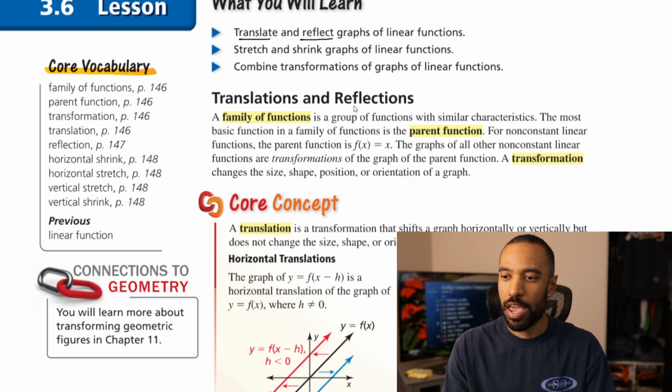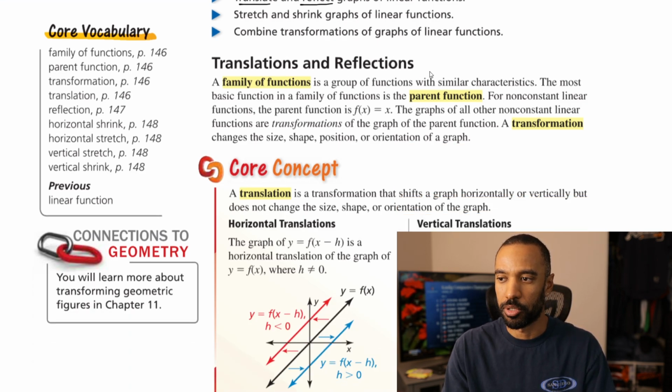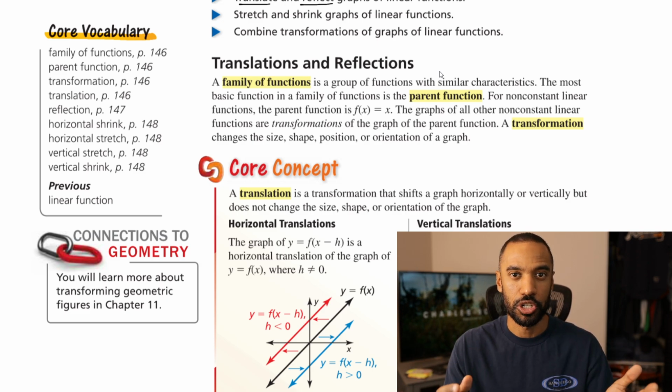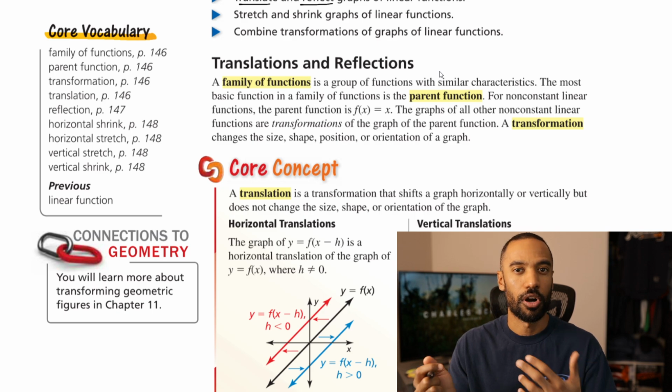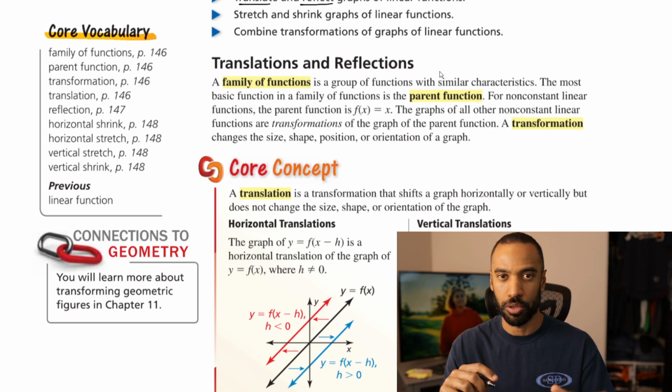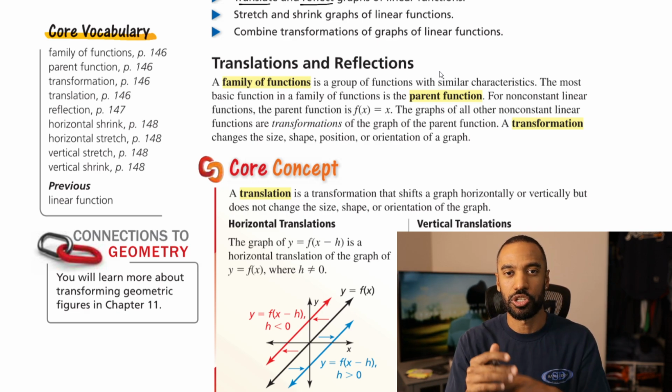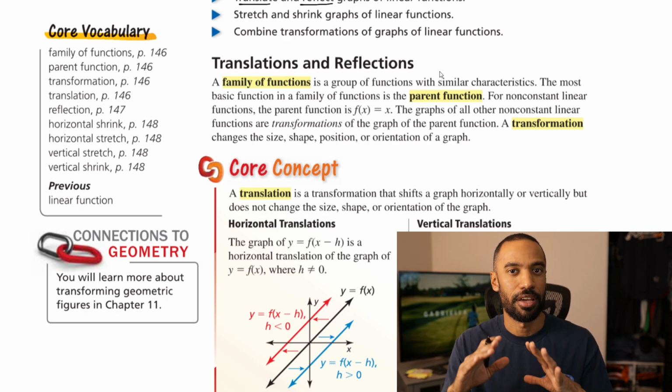Okay, guys, a family of functions is a group of functions with similar characteristics. You've heard the word linear before. Any such linear functions are all within the same family. You've heard me say the word quadratic. I don't know if you know those are the U-shaped graphs. Those are quadratic functions. Absolute value functions have that V shape. Those are within their own respective families.